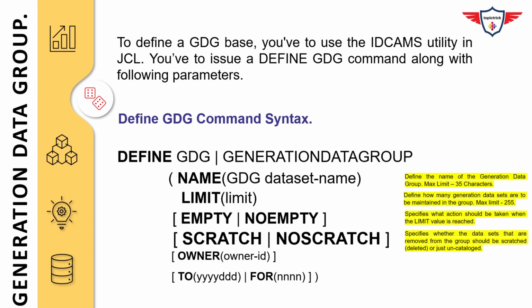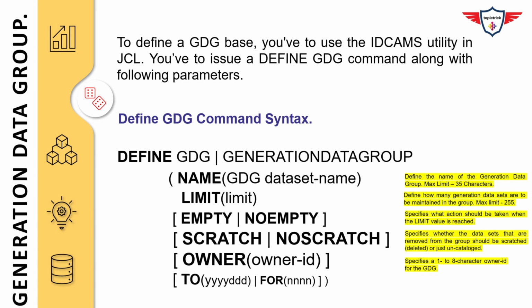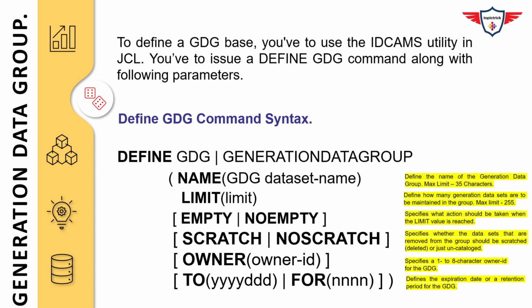In contrast, empty means that all the previous generations are removed from the group when a new generation is added, while noscratch means that a removed dataset is uncataloged but not deleted. The second last parameter is owner, and it is used to specify the owner ID for that particular generation data group. And the last is to and for. So it is actually used to define the expiration date or a retention period for a GDG base.